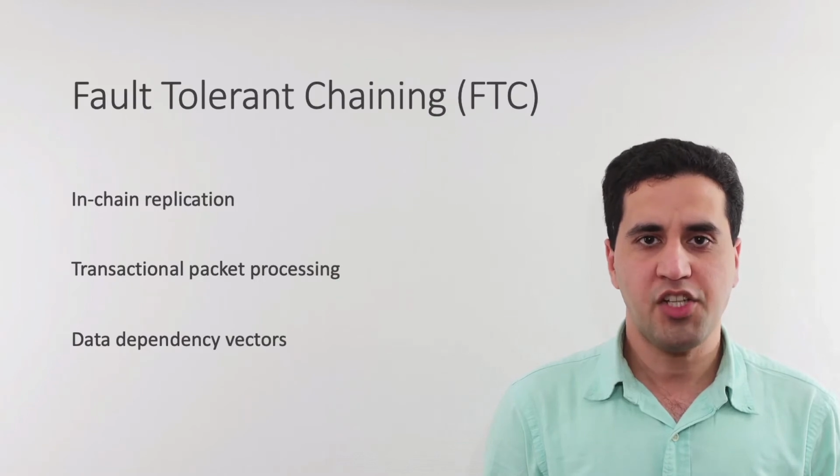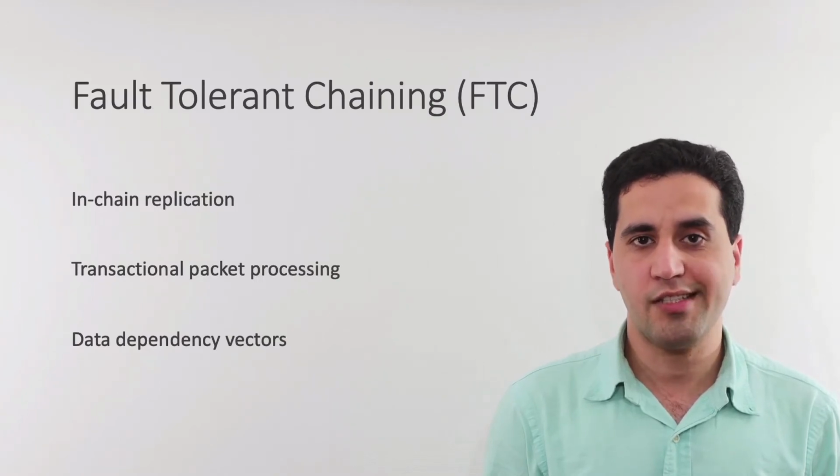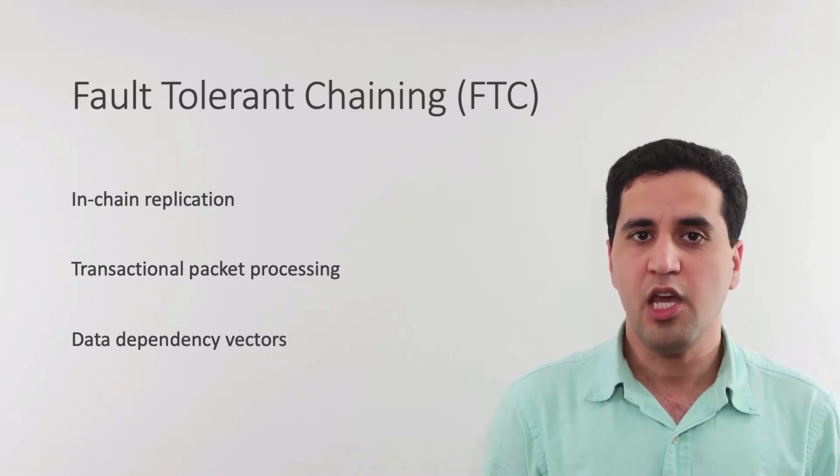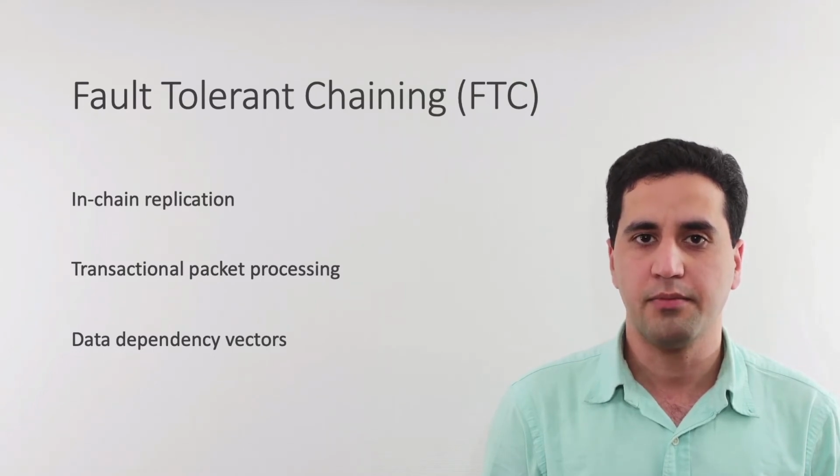FTC has three main ideas. In-chain replication, where FTC uses the chain itself to provide fault tolerance. Transactional packet processing, which simplifies the development of multi-core fault-tolerant middleboxes. And data dependency vectors, which allow FTC to scale up and down middleboxes across the chain independently.